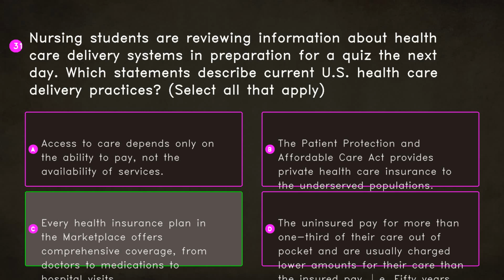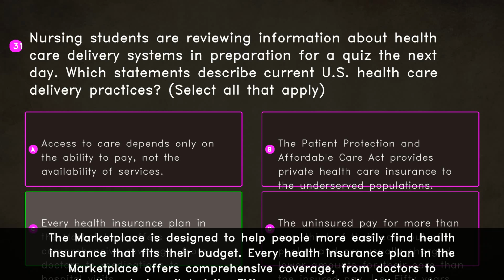The correct answer is every health insurance plan in the marketplace offers comprehensive coverage, from doctors to medications to hospital visits. The marketplace is designed to help people more easily find health insurance that fits their budget. 50 years ago, half of the doctors in America practiced primary care, but today fewer than 1 in 3 do. Quality is the right care for the right person at the right time.